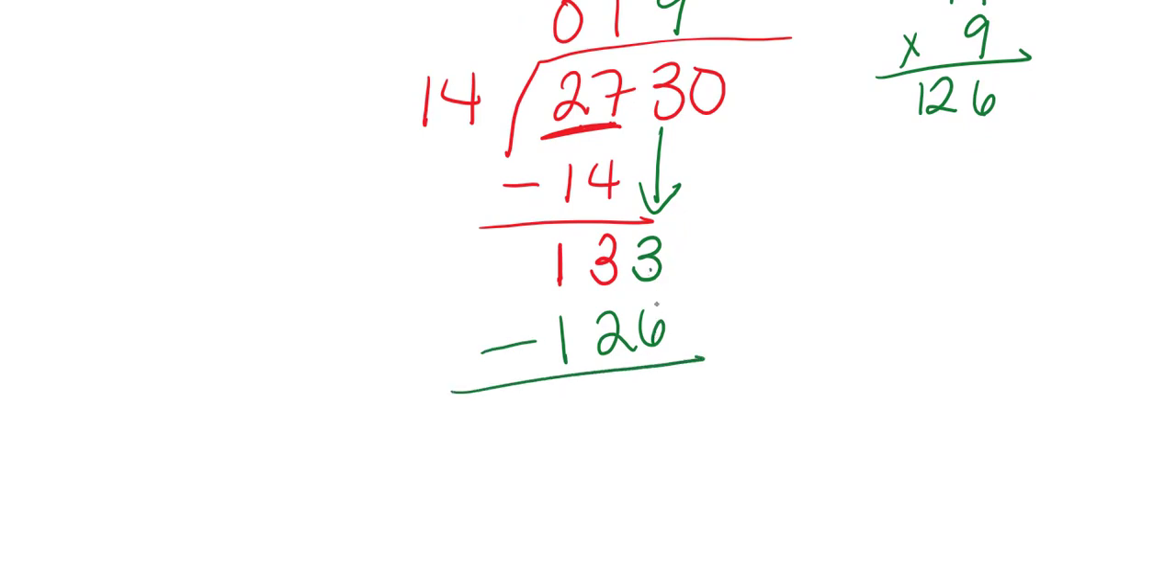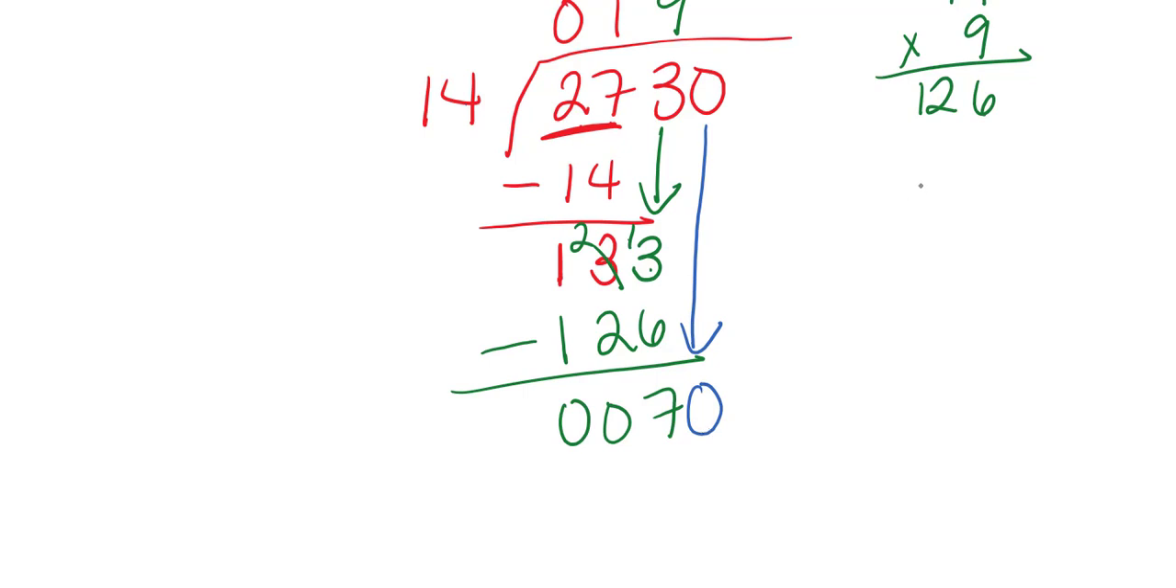Now 3 minus 6 can't be done, so we need to borrow. 13 minus 6 is 7, and then 0 and 0. So we're left with just 7. Now we take down this last 0. How many times can 14 go into 70?